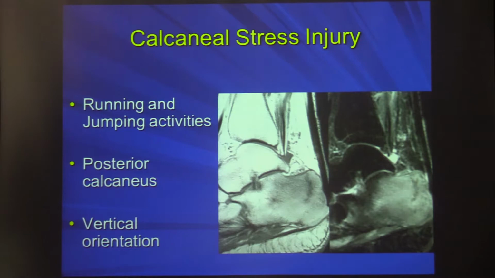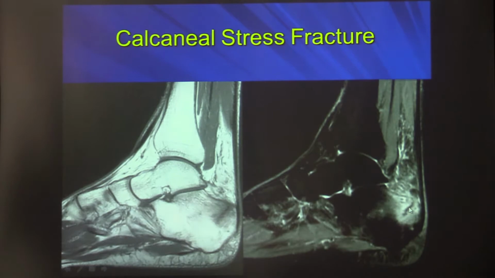Briefly on calcaneal stress injury, we see this with running and jumping activities. It tends to involve the posterior calcaneus. Again, it is oriented vertically, perpendicular to the orientation of the trabeculae of the bone. In this case, another example of a posterior calcaneal stress fracture. Again, vertical orientation. This is the orientation of the trabeculae.